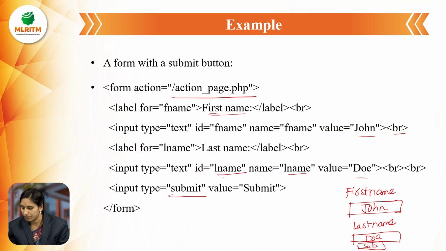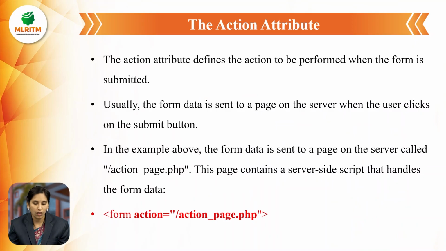So whenever we click on this submit button, the data we have given, the values for the first name and last name, will be submitted to the form handler. That means the server. In this example, we are using the action attribute. The action attribute defines the action to be performed when the form is submitted. Usually form data is sent to a page on the server when the user clicks on this submit button.